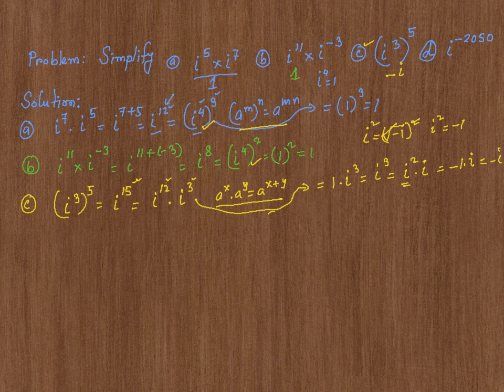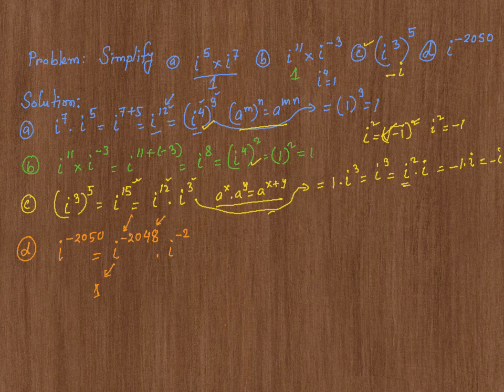And finally, the last one, which is D, i to the power -2050. Again, we want to break it down into two. I can rewrite this thing as i to the power -2048, why 2048? Times i to the power -2. The reason I picked -2048, that's the number that's divisible by 4. 2048 is divisible by 4. So this whole thing is going to just become 1.